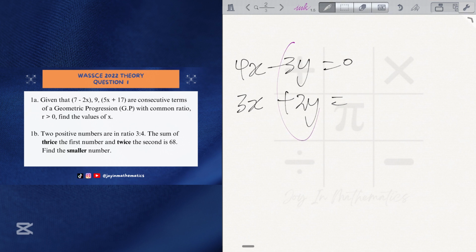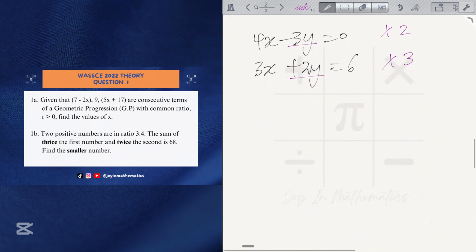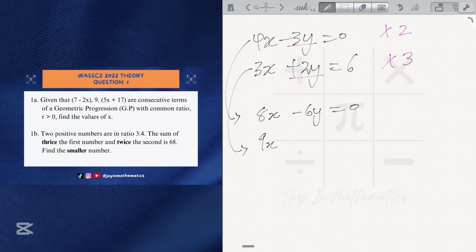So to eliminate y now, we'll have to multiply the expression of equation 1. Let's multiply it by 2, so we'll have minus 6 here. And we'll multiply this one by 3, so we will have 6 here. So let's do that together. This would result in 8x, we are multiplying by 2, minus 6y is equal to 0, and this would have 9x plus 6y is equal to... Oh, this is 68. So 68 multiplied by 3 is 204.